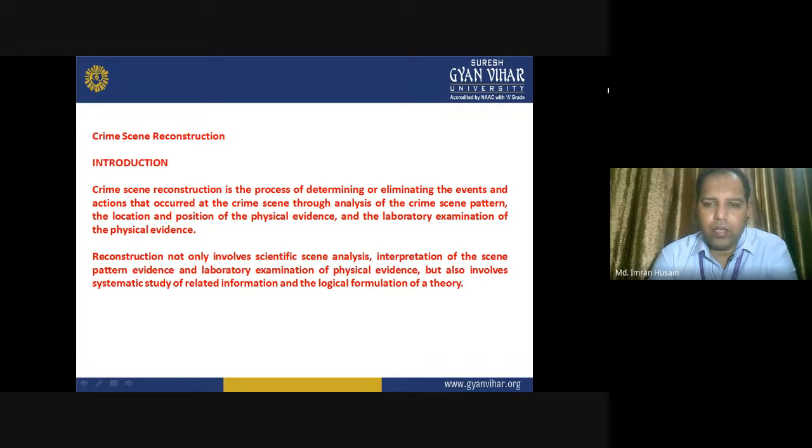Laboratory examination of physical evidence, but also a systematic study of related information and logical formulation of theory. So every time you have to carry out the elaboration and explanation in a very systematic way, step by step, concluding everything: laboratory examination of physical evidence, interpretation, patterns of evidence, systematic study. Nothing is done on a random basis, or based on mere assumptions. Everything is solid and has logical reasoning behind it.